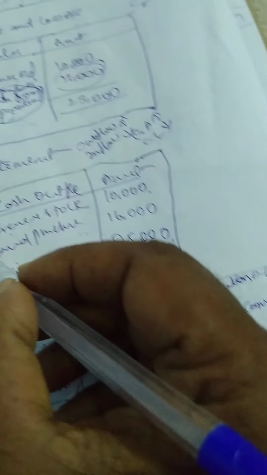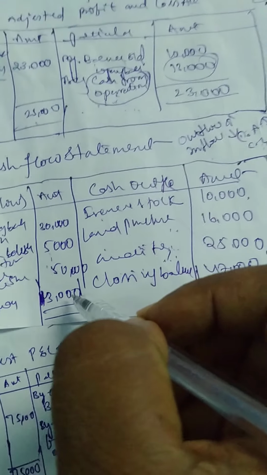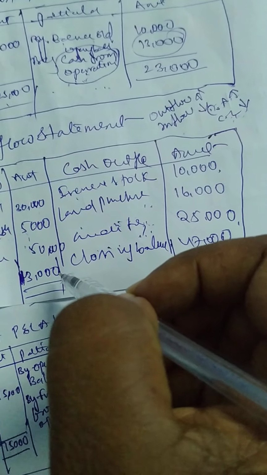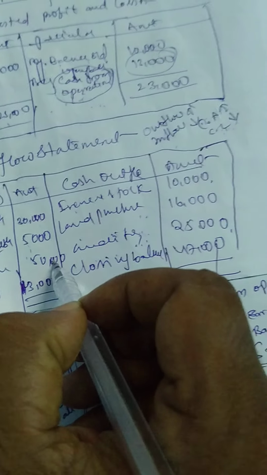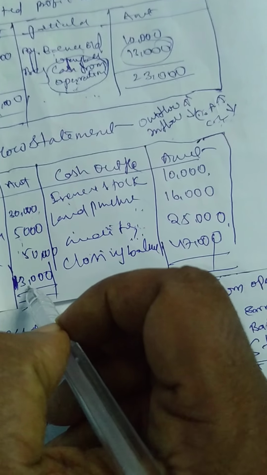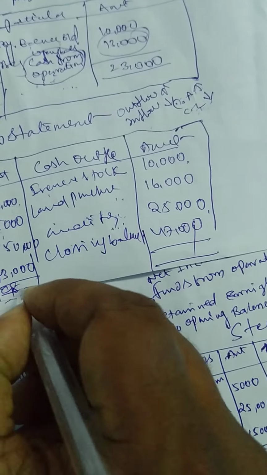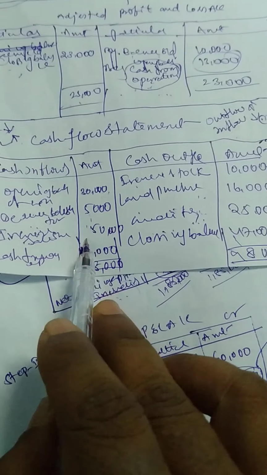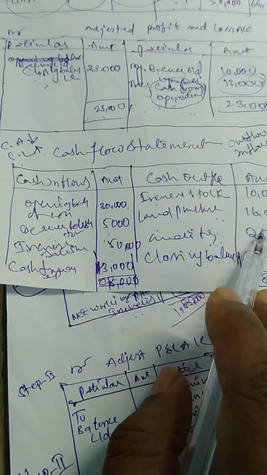Okay. So now calculate the amount: 30,000, 5,000, 10,000, 40,000, 40,000. This is 50,000, right? This is 30, 80, 55, 98,000. So this is the right answer. We get the answer 98,000. This is the right answer. This is the cash flow statement.